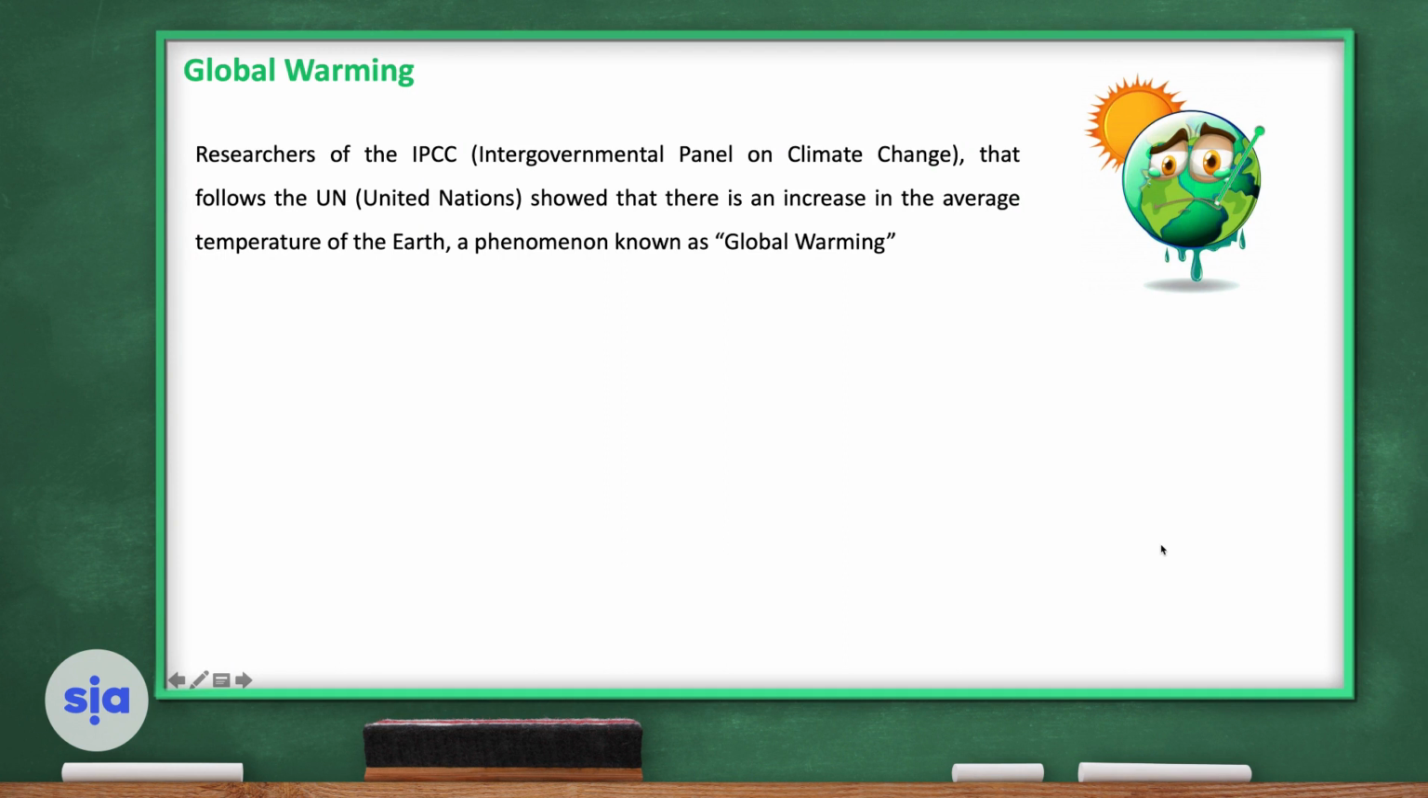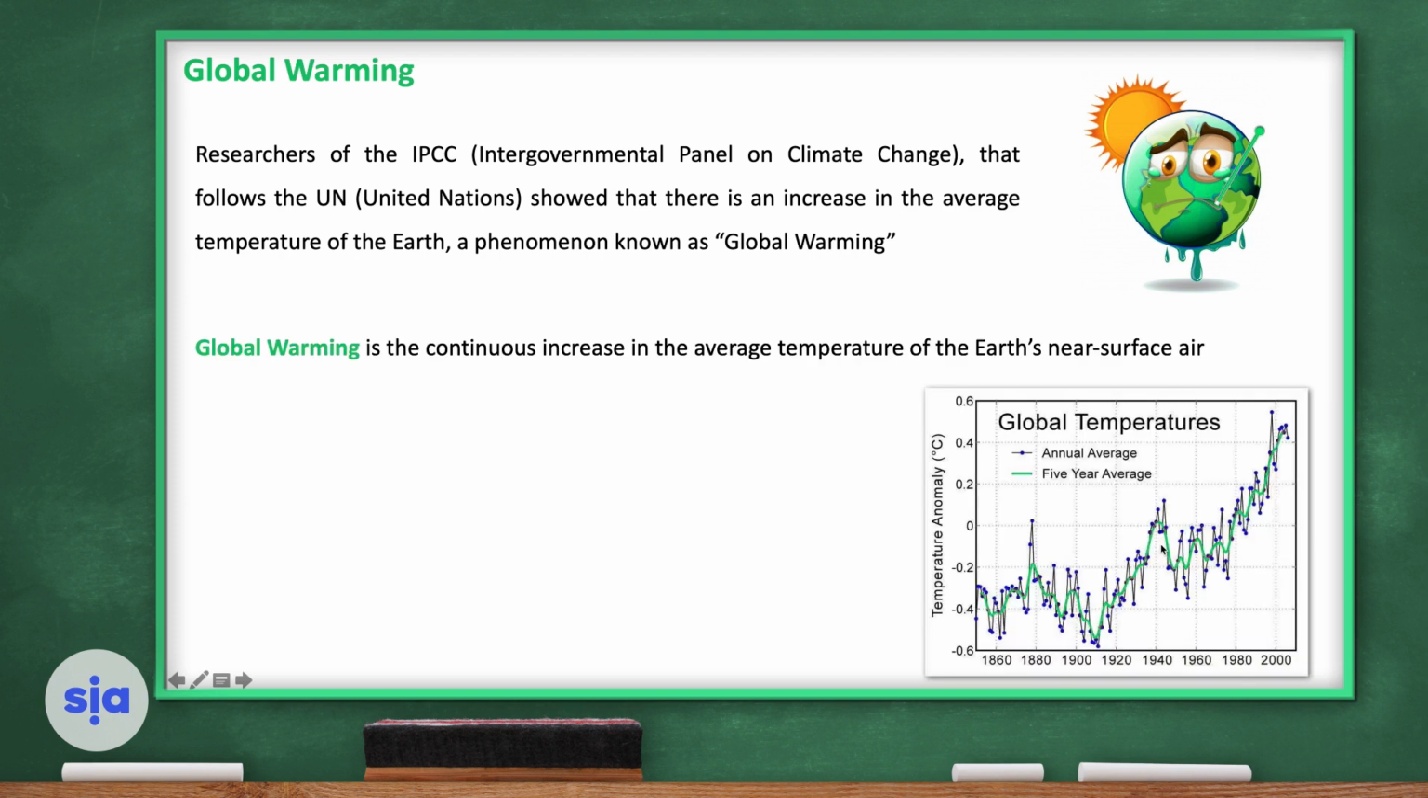Researchers of the Intergovernmental Panel on Climate Change that follows the United Nations showed that there is a continuous increase in the average temperature of Earth, a phenomenon called global warming. Global warming is the continuous increase in the average temperature of the Earth's near surface air. And this is due to the greenhouse effect.